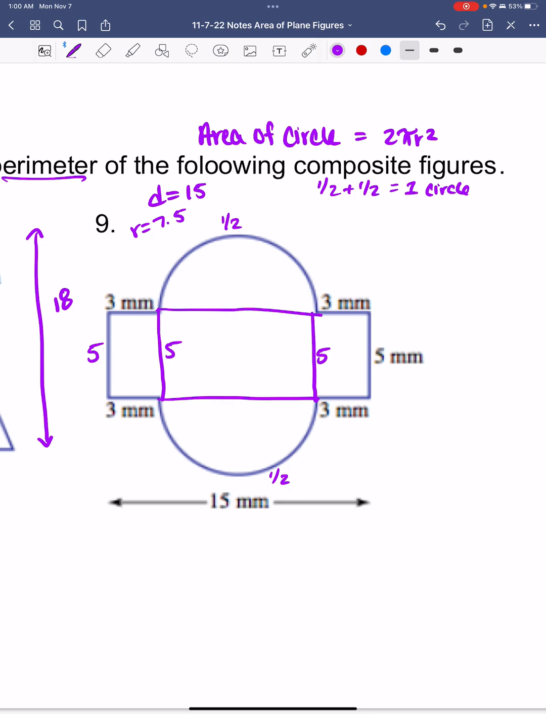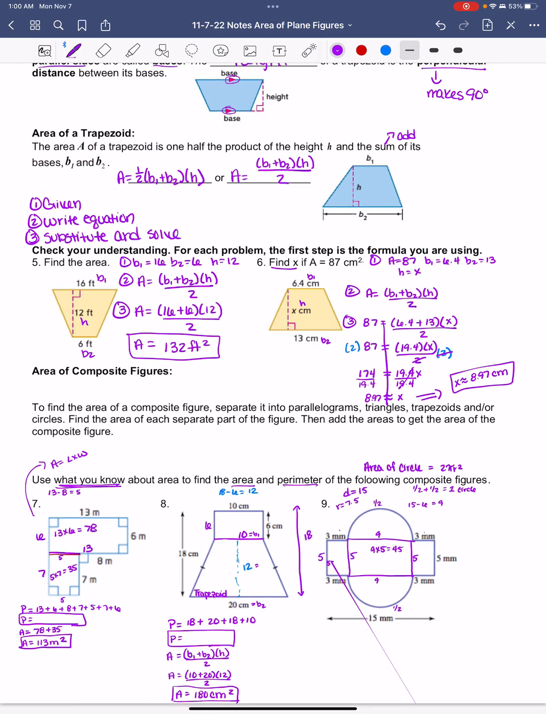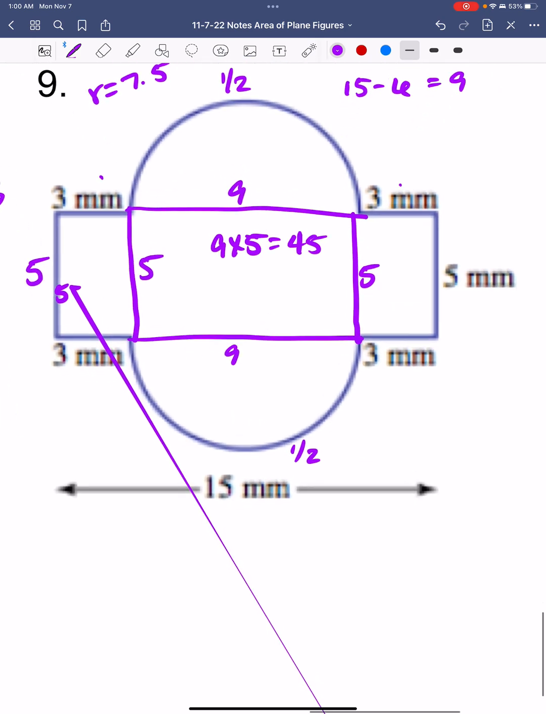So from there, I'm going to do 15 minus 6, because I have a 3 here and a 3 here, is going to be 9. So this is going to be 9 and 9. 9 times 5 is 45. 5 times 3 is going to equal 15. Same thing here. 5 times 3 is going to equal 15.